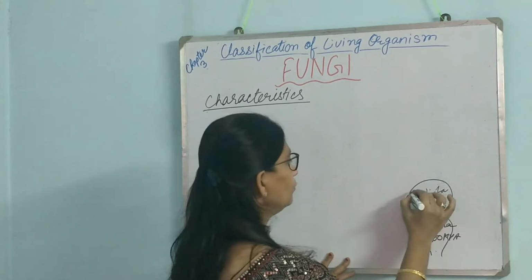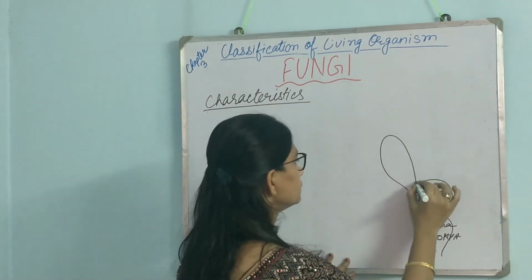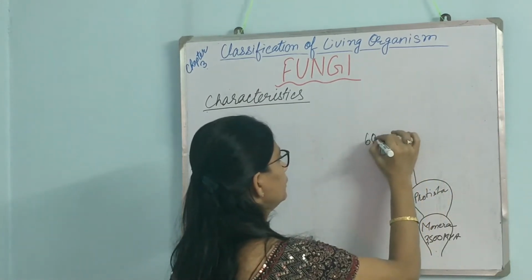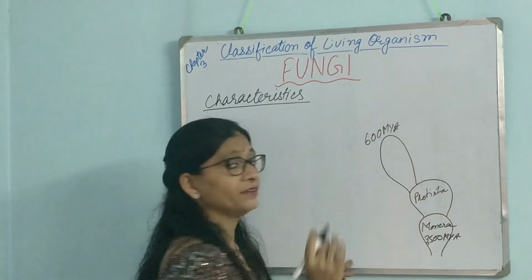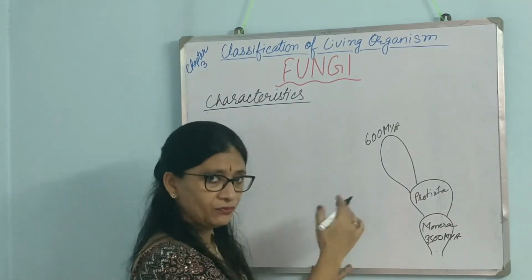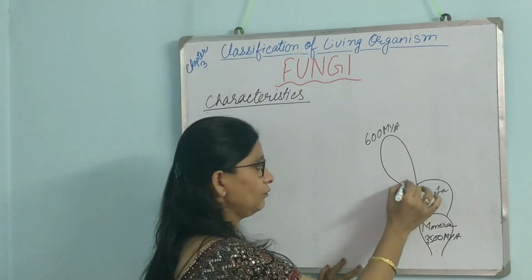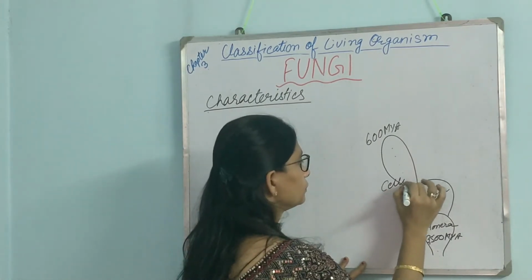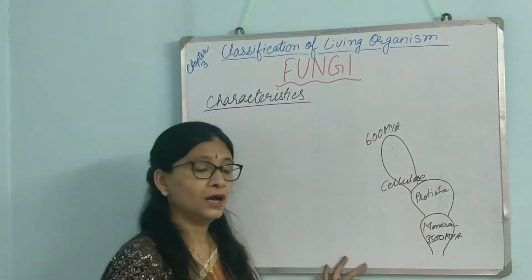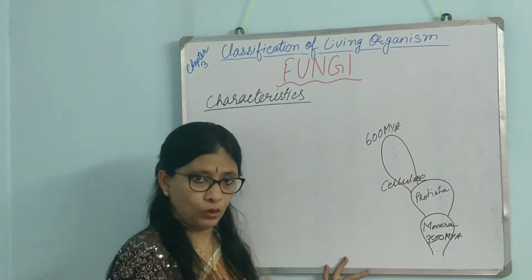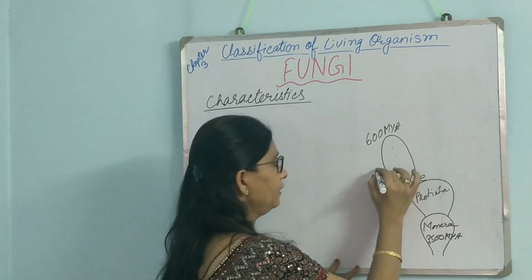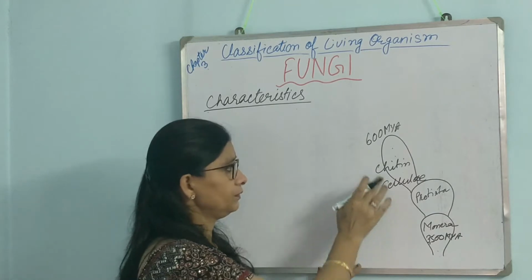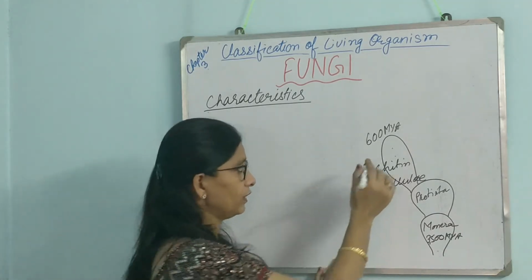Now after Protista comes fungus. Fungus came roughly around 600 million years ago. Now in fungus, what we see, the initial fungus, the lower fungus, they have cellulose in their cell wall. But as they advance, as they evolve, this cellulose is replaced by chitin. They have chitin cell wall. So this is about fungus.